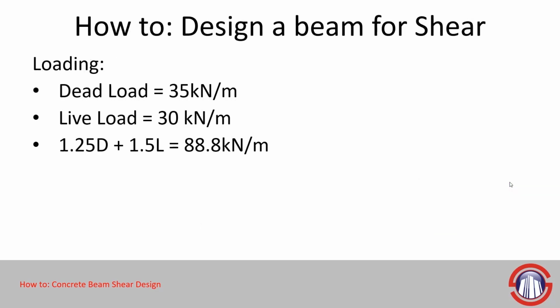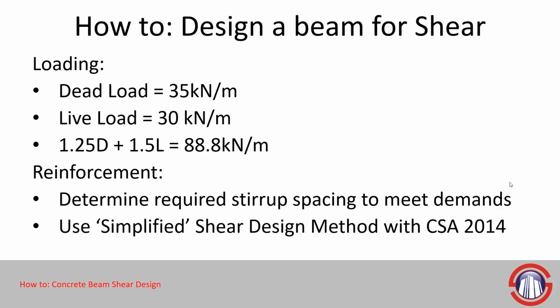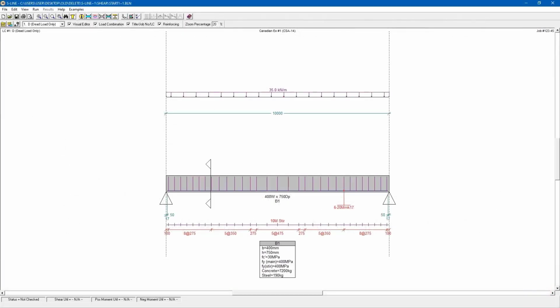As far as loading goes, we're going to have a dead load that is a uniformly distributed load of 35 kilonewtons per meter, a live load of 30 kilonewtons per meter, and we're going to factor those into a load combination that will equal a total of 88.8 kilonewtons per meter. We want to determine the required stirrup spacing to meet our demands. While doing this, we're going to use the simplified shear design method described in the CSA 2014 design code. We're going to start by looking at how this can be set up in S-line, and then we're going to compare to hand calculations.